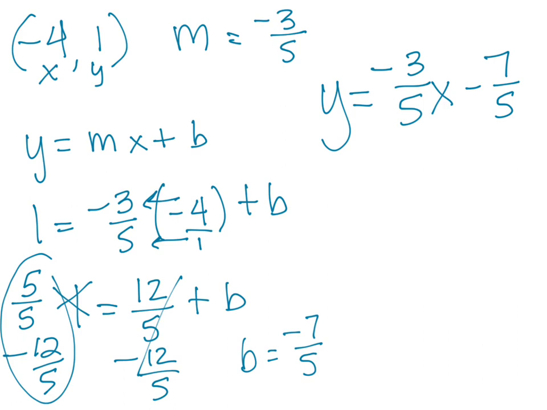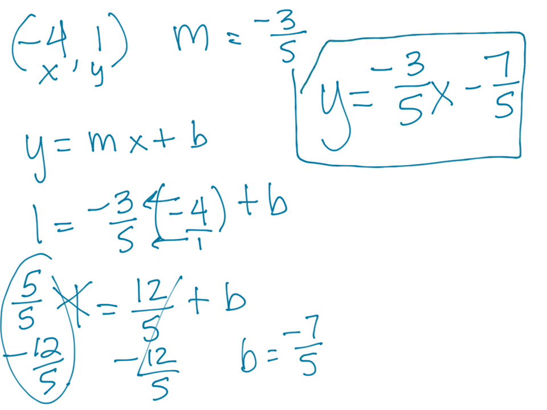So I just want to make sure we've got it written down right. We went from 1 to 5/5. We subtracted the 12/5 from both sides. So now b equals negative 7/5. And then we're writing our equation, y equals negative 3/5 x minus 7/5. Okay?